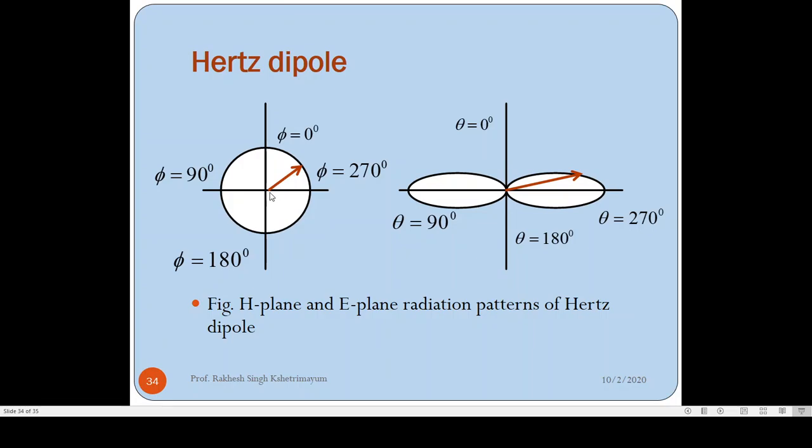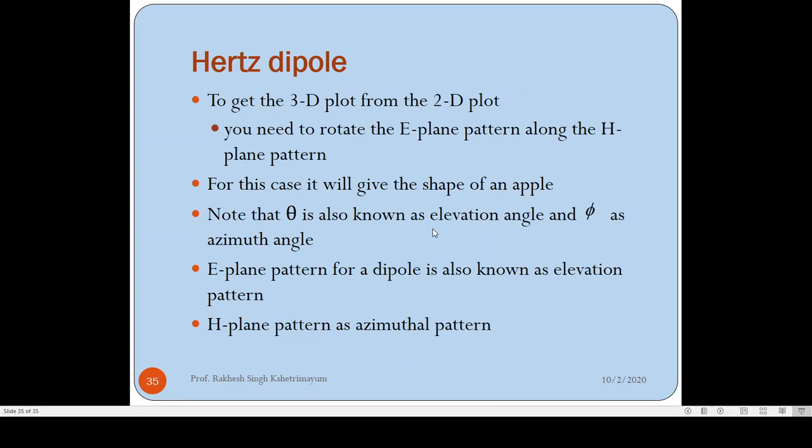And this distance shows how much is the maximum radiated field along that direction. So if you want to get the 3D pattern, you just need to rotate the E plane pattern along the H plane pattern. In this case, it will give me the shape of an apple. And people usually call theta the elevation angle, phi the azimuthal angle. And sometimes E-plane pattern is also called the elevation pattern, and H-plane pattern is also called the azimuthal pattern.